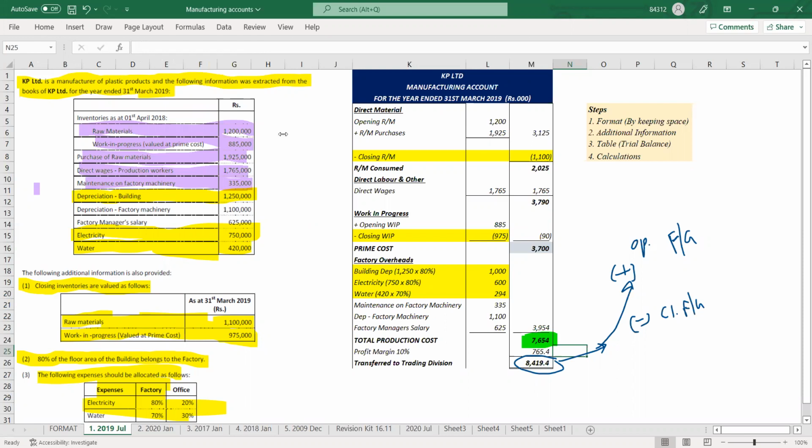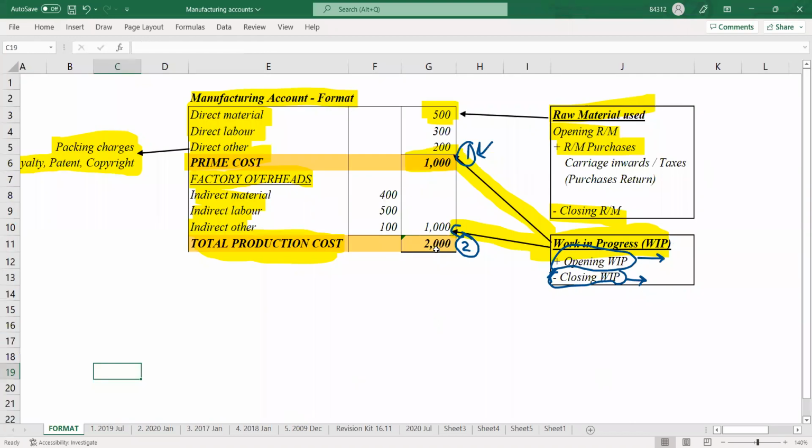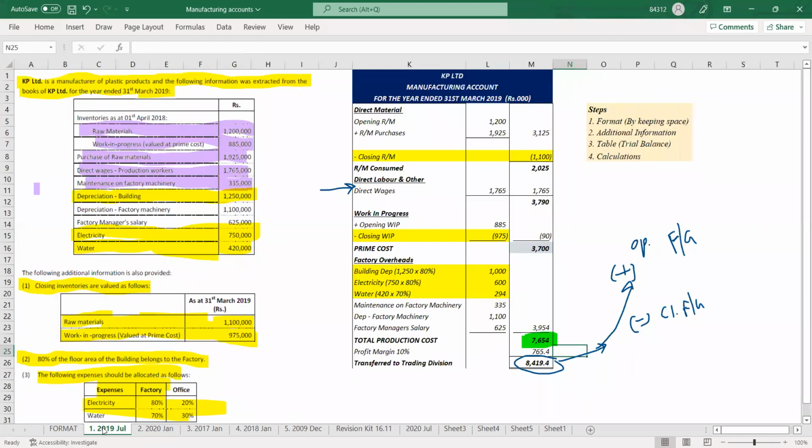There is another question. So what will come in direct labor and direct other? Direct labor means they will give you the direct labor expenses, right? Other, normally you will get packing charges, patent, right? I have given here. This packing charges, royalty, patent, copyrights and all comes under direct other.